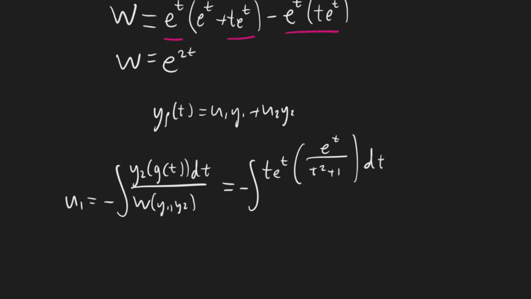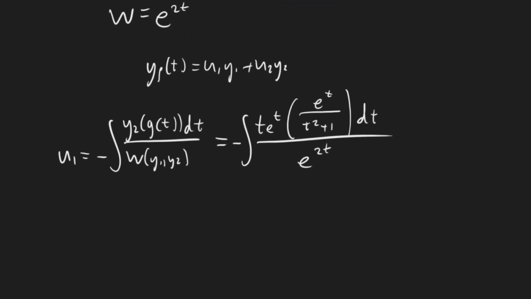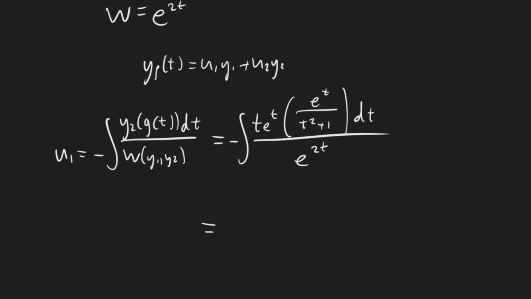Now we're still going to have that dt. And what did we say the Wronskian was? Well, we said it was e to the 2t, right? Okay, so this integral looks nasty, but actually a lot cancels. We have an e to the 2t right here, but if we multiply this e to the t to this t e to the t, we would have an e to the 2t in the numerator as well. So this is going to be e to the 2t over e to the 2t, which is just going to be 1. So simplifying this, the integral is actually the negative integral of t over t squared plus 1 dt.